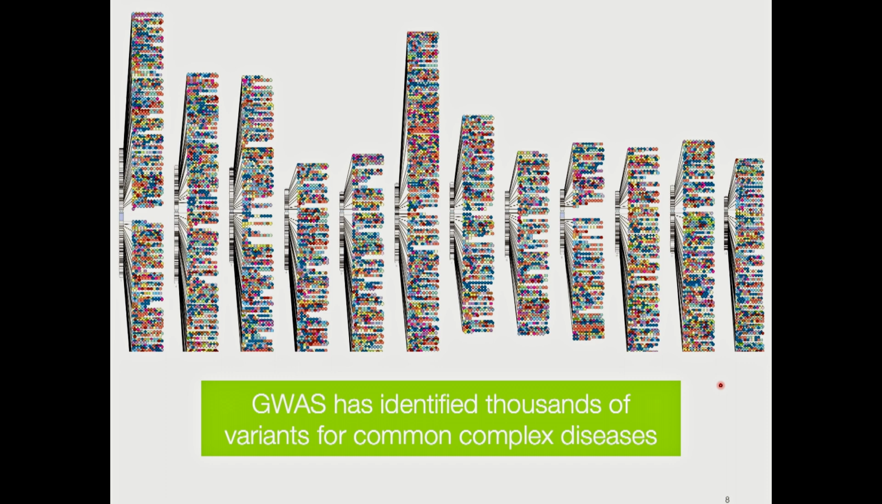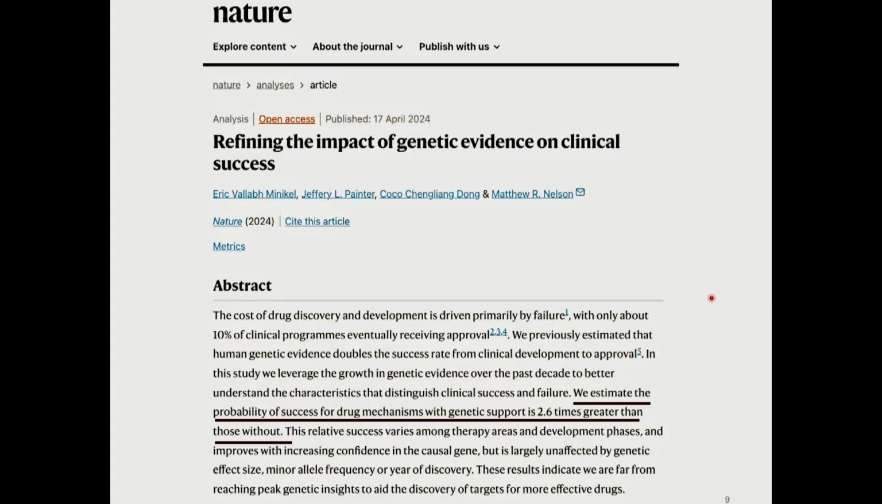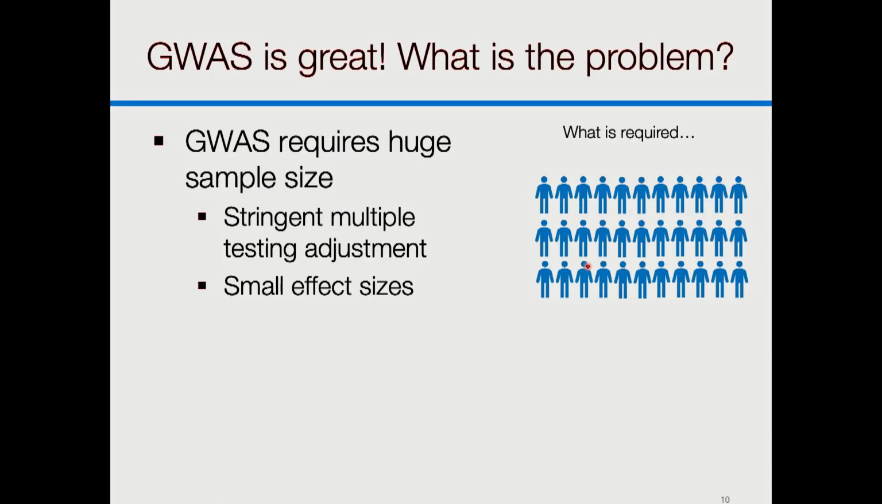So GWAS has been applied to many, many diseases of interest, and everyone is trying to apply GWAS to their own drug programs. In total, it has identified thousands of variants for common complex diseases. There's also a recent article on the impact of GWAS for drug discovery, and it's estimated that the probability of success for a drug mechanism with genetic support is 2.6 times greater than for those without. So that's why every pharmaceutical company is extremely interested in human genetics and has a big department of geneticists. So now hopefully I've convinced you that GWAS is very important and great.